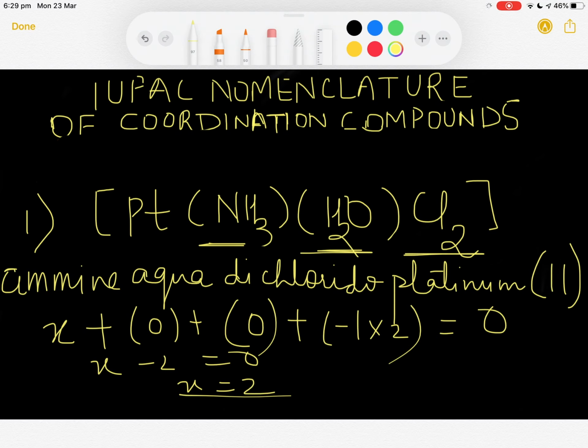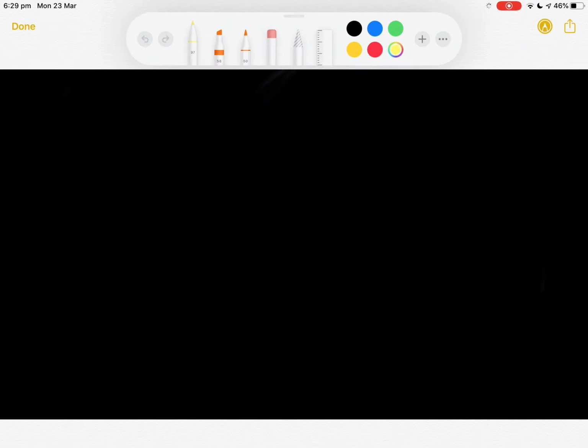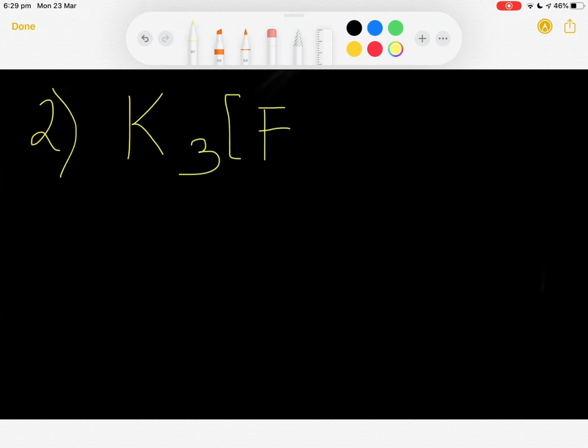So that's how we get to write the IUPAC nomenclature of this particular compound. Hopefully it's clear to you. Let me take another example for you. So here we go to the next page. Now let me give you another example of K3[Fe(CN)6]. So this is a coordination compound which we are going to discuss right now.